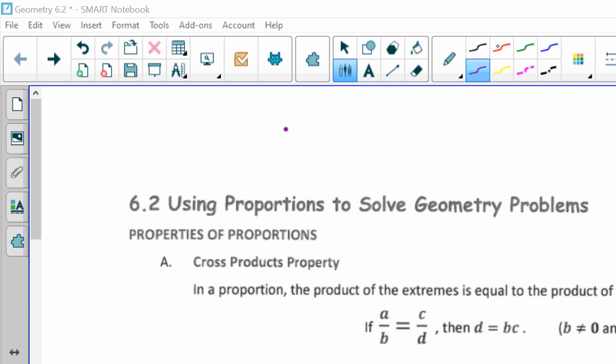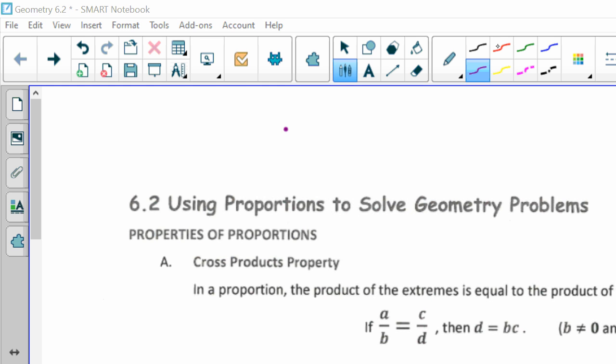All right, today in geometry, we're looking at section 6.2, which is using proportions to solve geometry problems. So we're going to start out with the properties of proportions. First, our cross products property. This is what we looked at yesterday. In a proportion, the product of the extremes is equal to the product of the means.